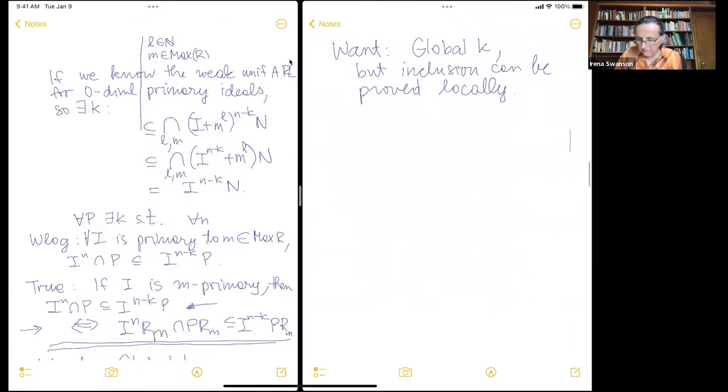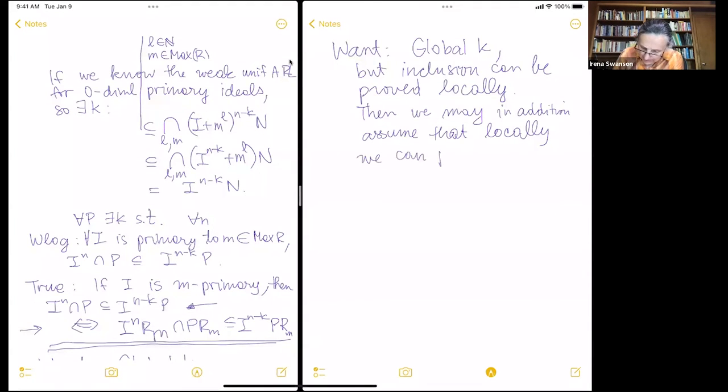Another consequence is, if you have to prove the inclusion locally, then we may, in addition, assume that locally, so we find a global K, then we localize at a maximal ideal. We need to prove the inclusion there locally. And then now we use that step zero that I forgot to say first, that locally we can pass to a faithfully flat extension, so as to get infinite residue field.